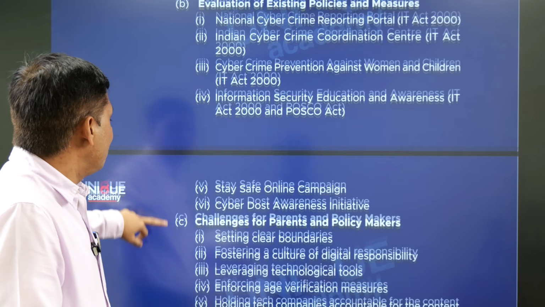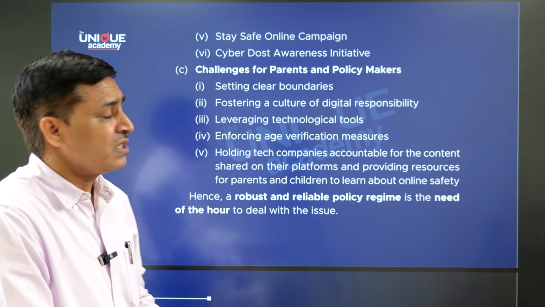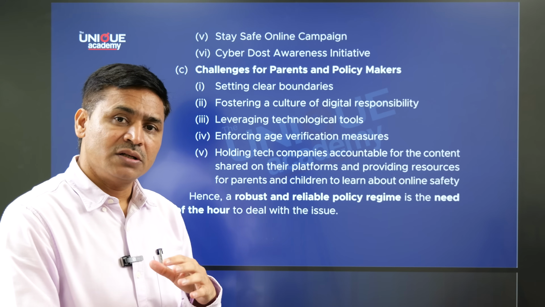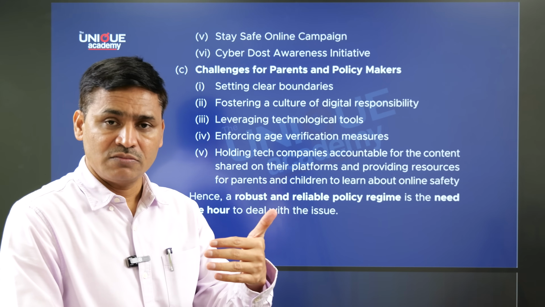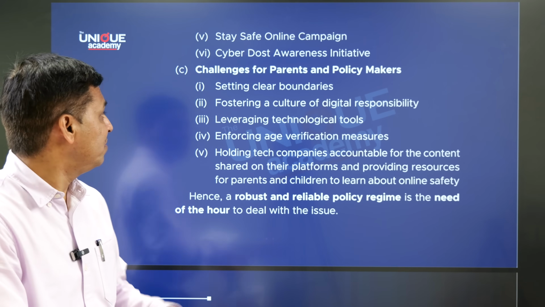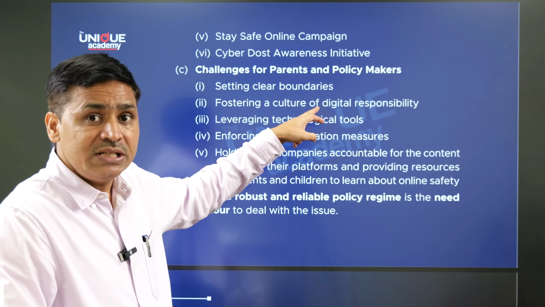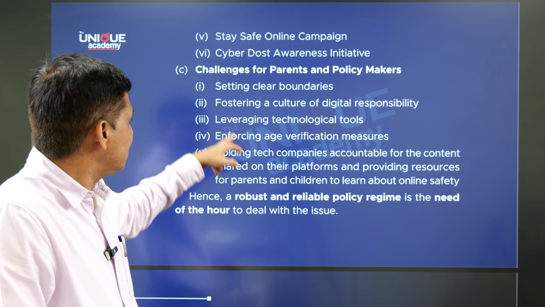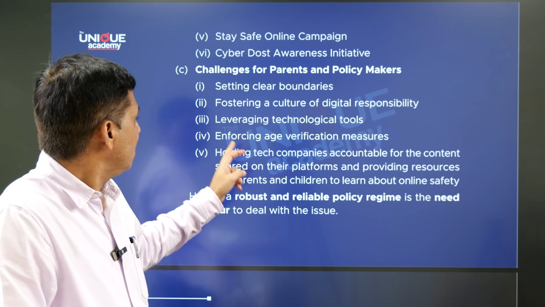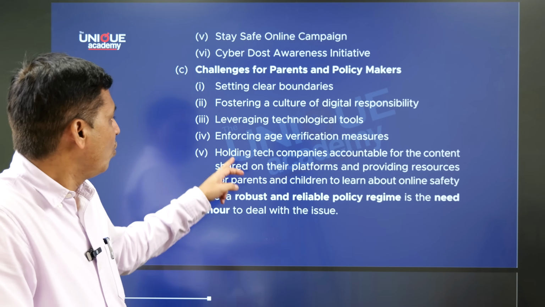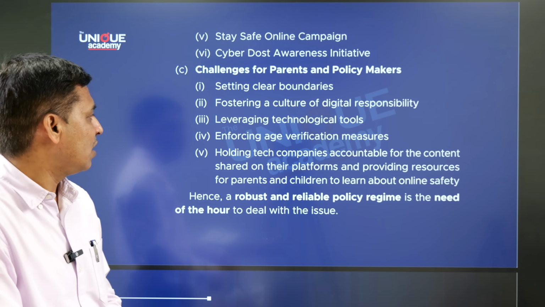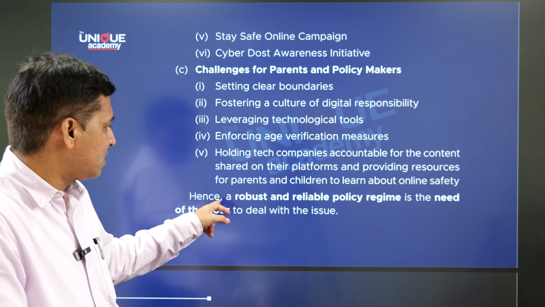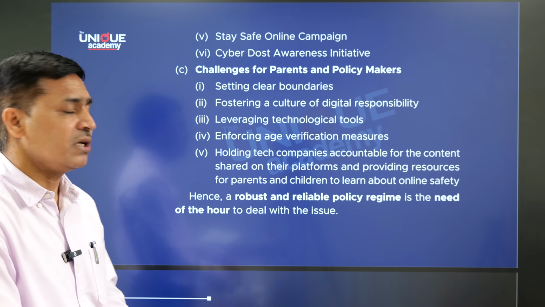Okay, now challenges for parents and policymakers, and on the basis of these challenges we can evolve our agenda of measures, the possible measures, possible reforms which can be taken up. Setting clear boundaries, okay, then fostering a culture of digital responsibility. These are the measures. Leveraging technological tools, enforcing age verification measures, holding tech companies accountable for content shared on their platforms, and providing resources for parents and children to learn about online safety. Hence, a robust and reliable policy regime is the need of the hour.